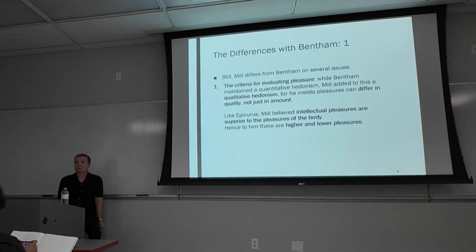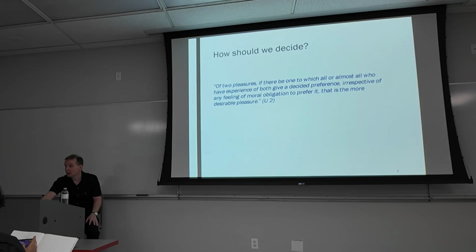So, two of the biggest differences with Bentham. One of them is what is the criteria for evaluating pleasure. He introduced the idea of quality, not just quantity of happiness. So it's not just that we add up happiness in some sort of units, like 10 units of happiness, 20 units of happiness. There is happiness and there is happiness. There is pleasure and there is pleasure. Like Epicurus, who we talked about last time, Mill believed that the intellectual pleasures are superior to the pleasures of the body. Hence to him the higher and lower pleasures. Not all pleasures are equal.